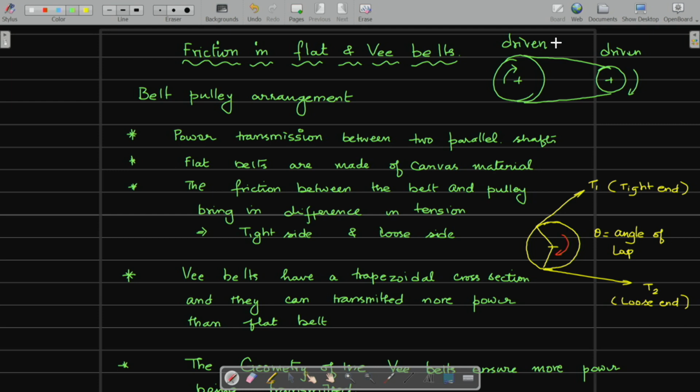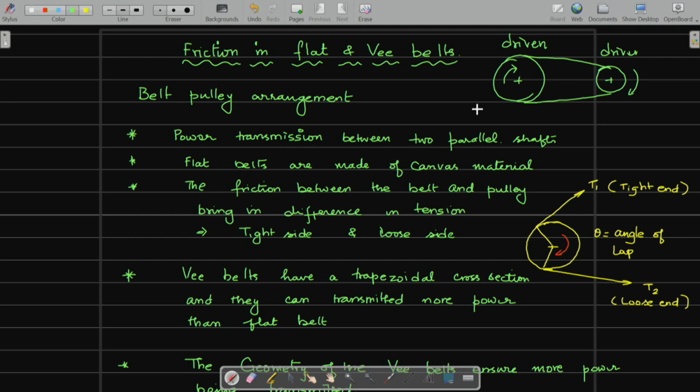So, a belt pulley arrangement is used for transmitting power between two parallel shafts. In the small sketch given here, one is called the driver, and the other one is the driven. The driver could be a motor, and the driven could be the system which is designated for a particular object.